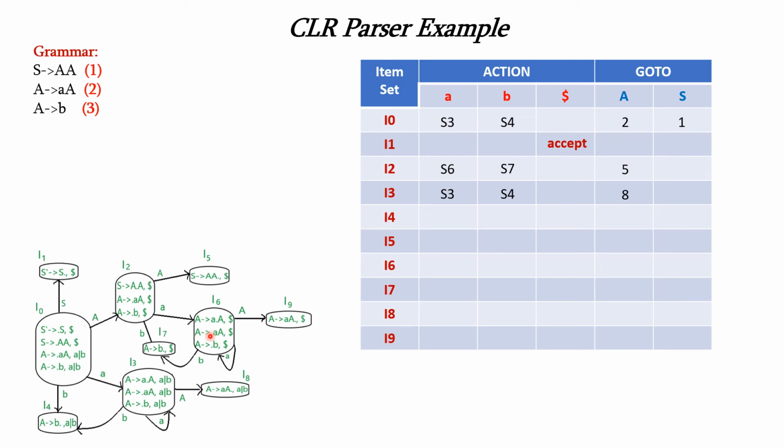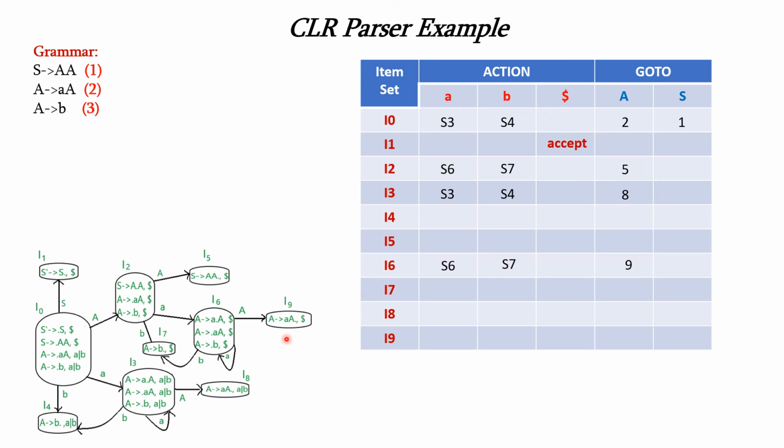and then I6. I6 on A is I9, so represent it as 9. Then I6 on small a is I6 itself, so it is S6. I6 on small b is I7, so it is S7. Next consider I7: no outgoing edges for I7. I8, if we consider, has no outgoing edges, and I9 also has no outgoing edges.